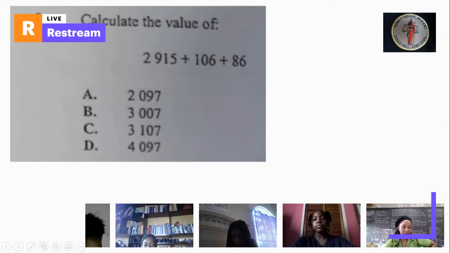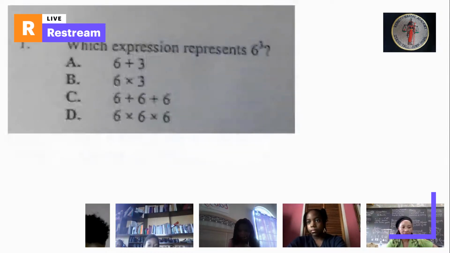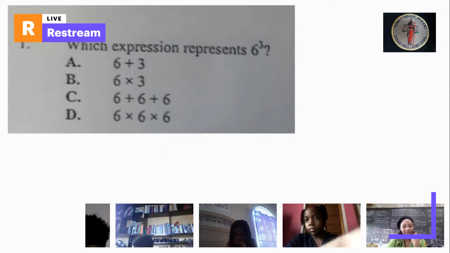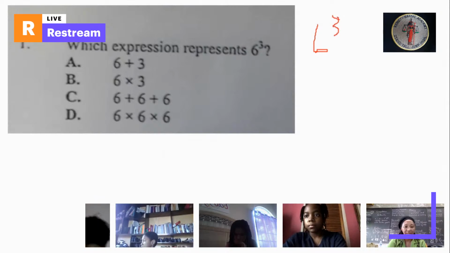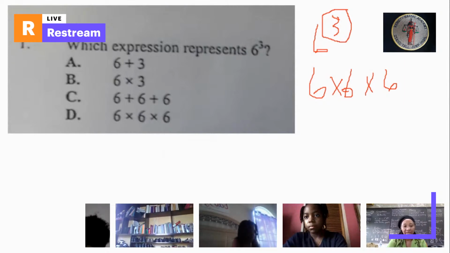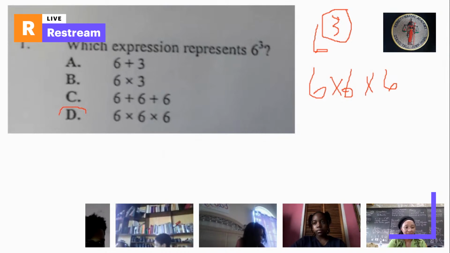All right, so John is saying 6 cubed means 6 times 6 times 6. So the number here at the top, the index or the power or the exponent, this tells us not that we must multiply 6 by 3, but we must multiply 6 by itself 3 times. All right, so that's correct, John.